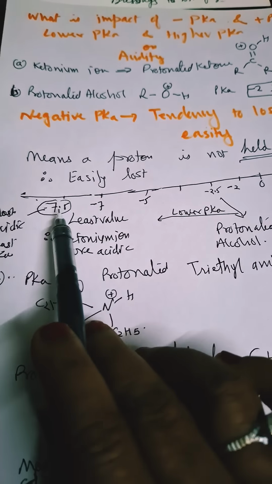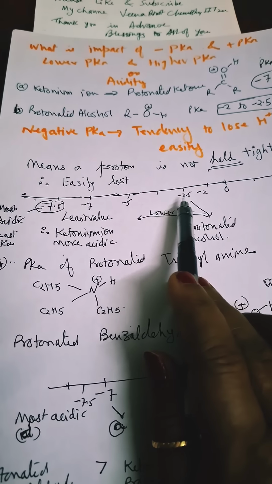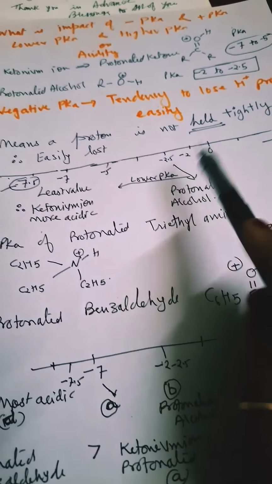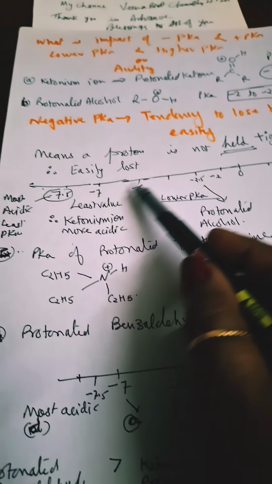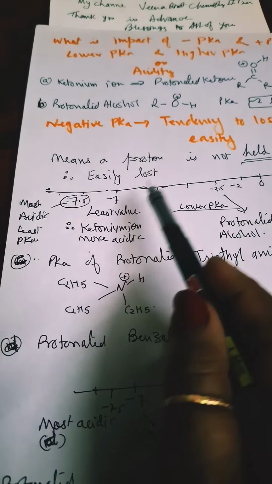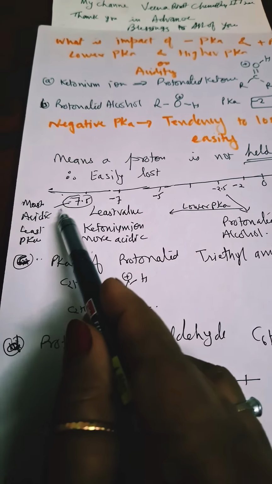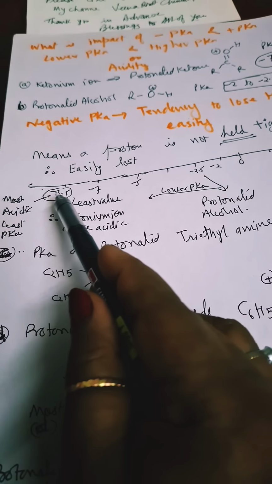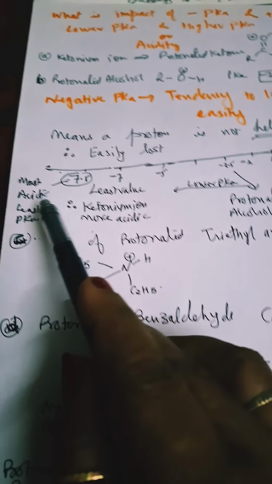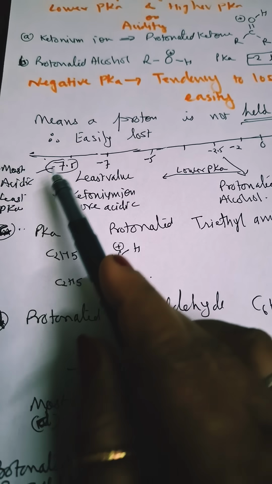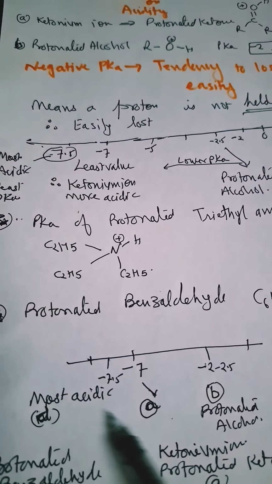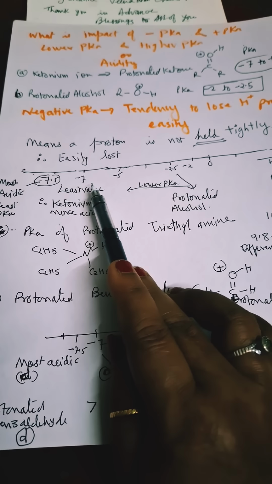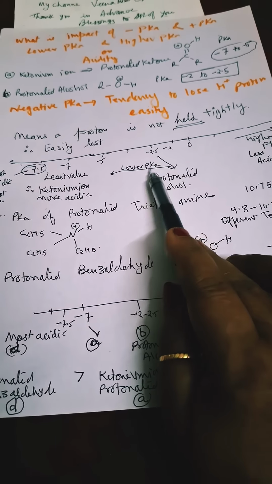So it is easily lost. Then I draw a number line so that it will be easy for you. Always draw a number line when you are going for this acidic measurement. So here 0, -2 to -7.5. As we go from right to left, this is the least pK, and 0 is much more than -7. So the lesser the pK, the more acidic the compound. The compound which has -7.5 will be most acidic as compared to pK -7 and -2.5.